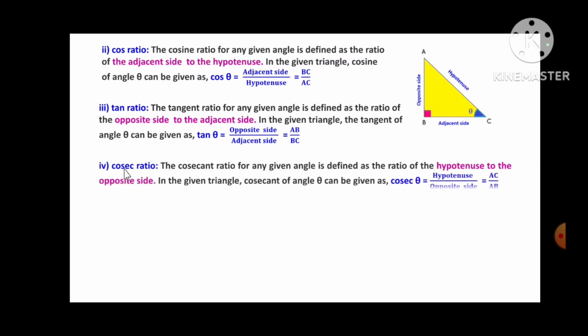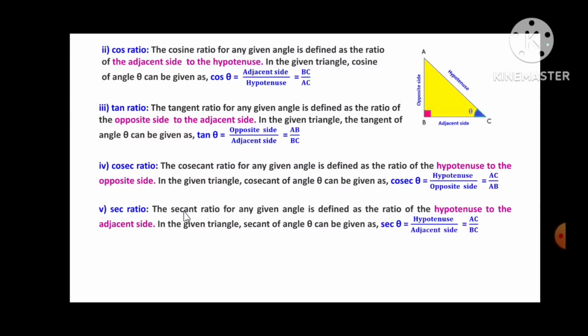Next, cosec ratio. The cosecant ratio for a given angle is defined as the ratio of the hypotenuse to the opposite side. In the given triangle, cosec theta is equal to hypotenuse upon opposite side, that is AC upon AB. Now next is sec ratio. The secant ratio for any given angle is defined as the ratio of the hypotenuse to the adjacent side. So sec theta is equal to hypotenuse upon adjacent side, that is AC upon BC.